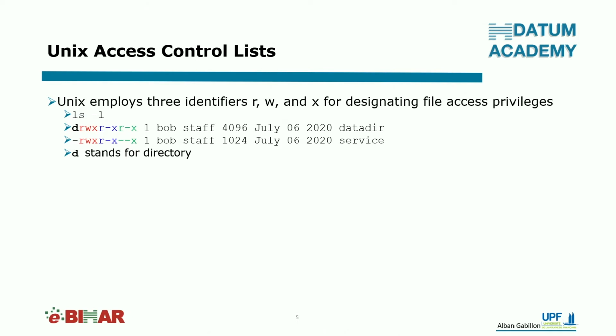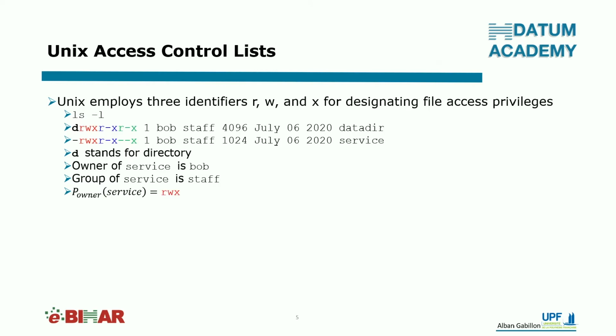Unix employs three identifiers, R, W, and X, for designating file access privileges. R stands for read, W stands for write, and X stands for execute. On this slide, we listed the contents of the current directory. It includes one file whose name is service and one subdirectory whose name is datadir. Let's focus on file service. Owner of that file is Bob, and group of that file is staff.